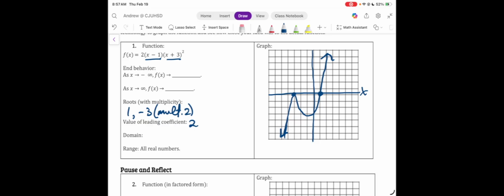Okay, so the end behavior, as you go far to the left, you're going to negative infinity. You go far to the right, you're going to positive infinity. The domain is all real numbers, and the range is all real numbers. So that's it. We've completed the puzzle. Let's look at the next one.